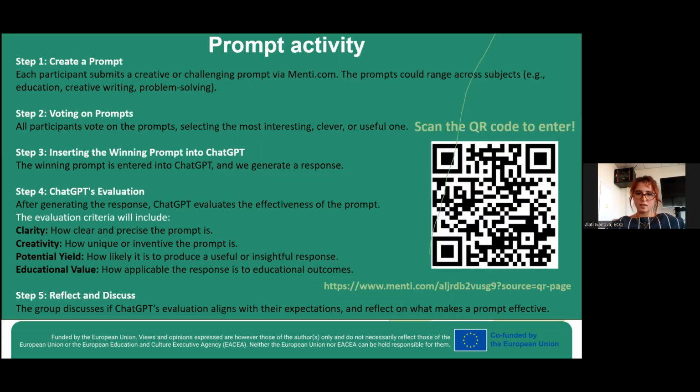So now we enter our first activity, which is a prompt activity. Basically, what we have designed is you scan this QR code that you see, or my colleague will paste you the link in the chat, the one on menti.com. Once you scan this QR code, you will have the chance to enter a prompt for yourself. You can choose a topic that you want your prompt to be. It could be education, creative writing, problem solving. And once we gather all your prompt ideas, you yourselves can vote on the best one. We can put it into ChatGPT and see how it evaluates it, how good it is, and what response it is going to generate. So if you're ready to do that, I'm going to put up menti.com now.